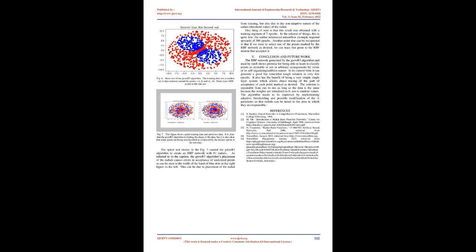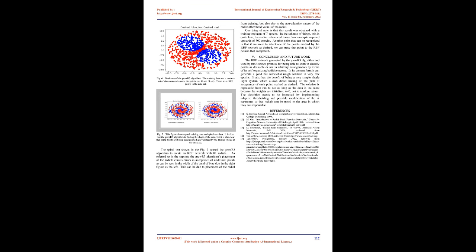One thing of note is that this result was obtained with a training regimen of 7 epochs. In the scheme of things, this is quite low. The earlier referenced TensorFlow example required upwards of 300 epochs. Another point that can be recognized is that if we were to select one of the points marked by the RBF network as desired, we can trace that point to the RBF neuron that accepted it.